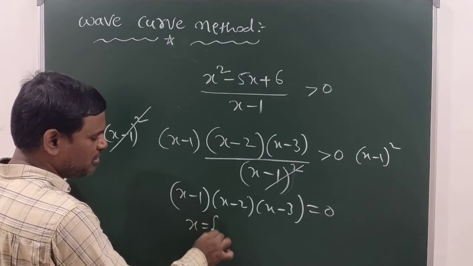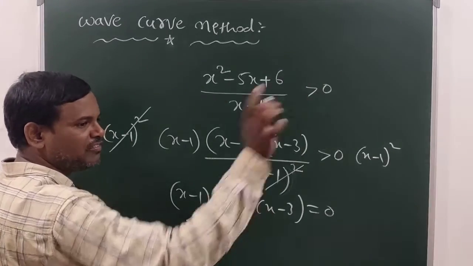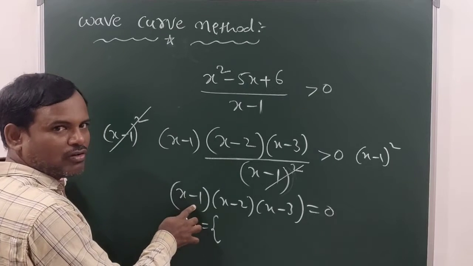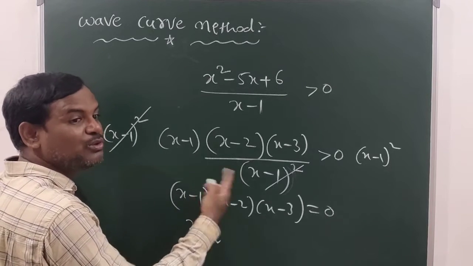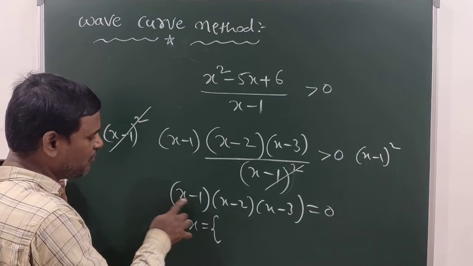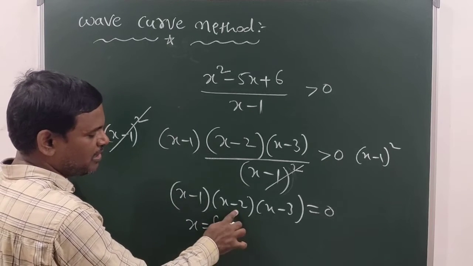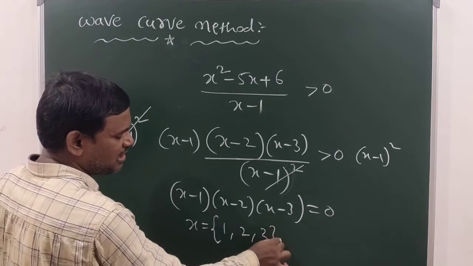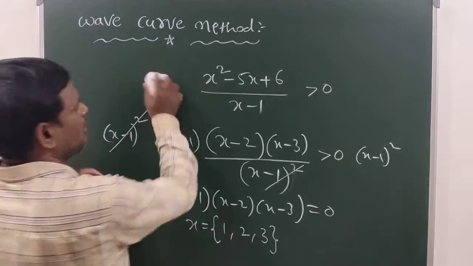Critical values are obtained by equating these three linear factors to 0. Okay, in the polynomial chapter we call them zeros of the polynomial. For which value of x is it going to be 0? 1, and this one 2, this one 3. These are called critical values.